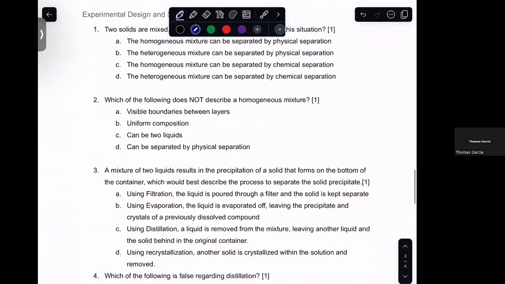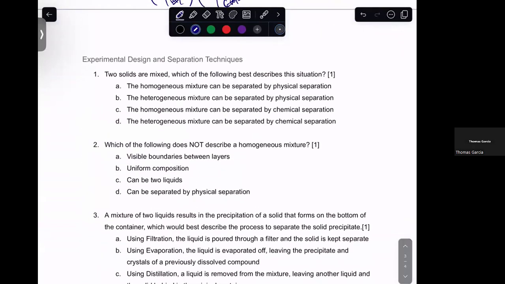All right, experimental design and separation techniques. We can go through these pretty quickly. I'll use a highlighter. Two solids are mixed. Which of the following best describes the situation? Solids are generally heterogeneous mixtures. We can usually separate them, and we usually separate them by physical means. That's kind of the definition.